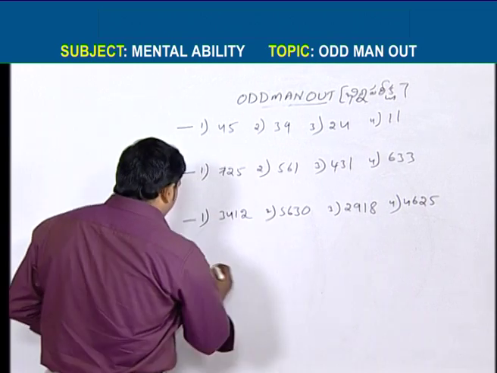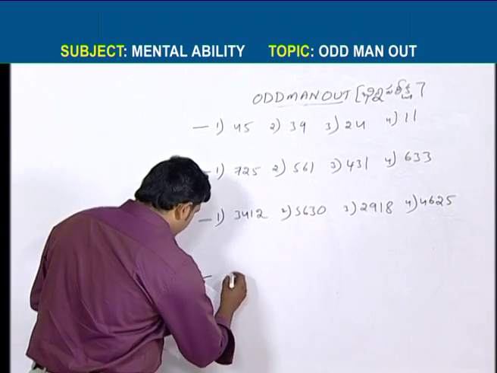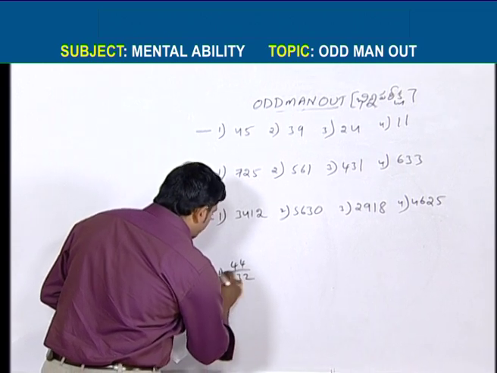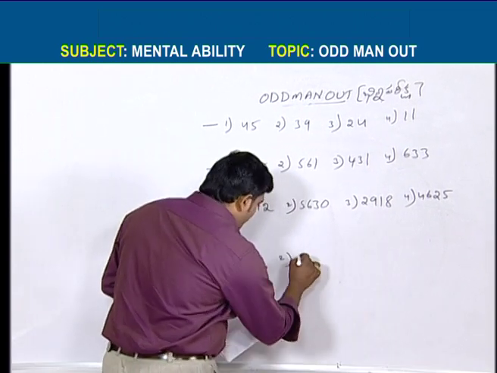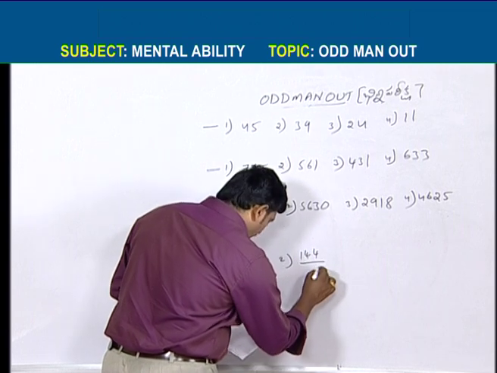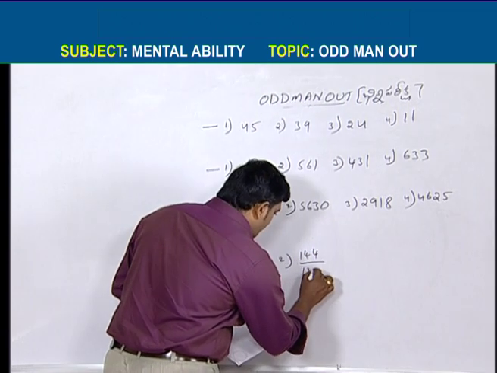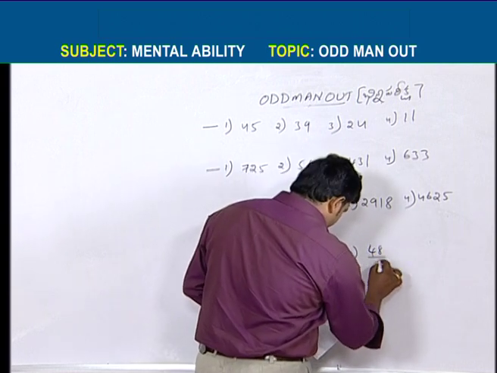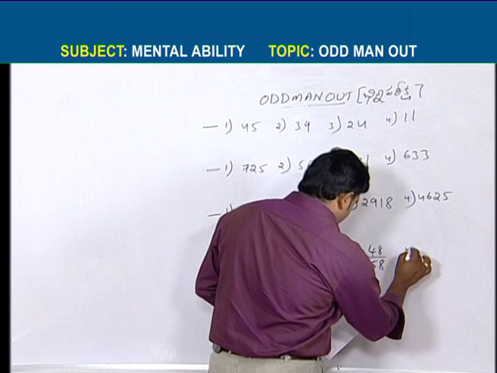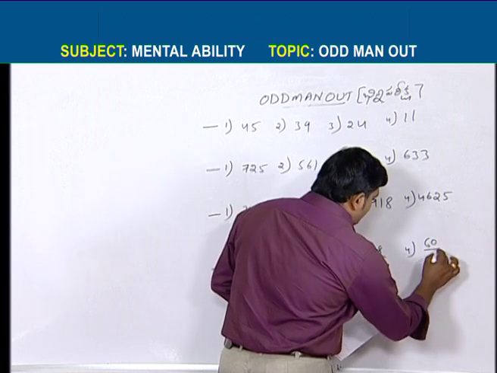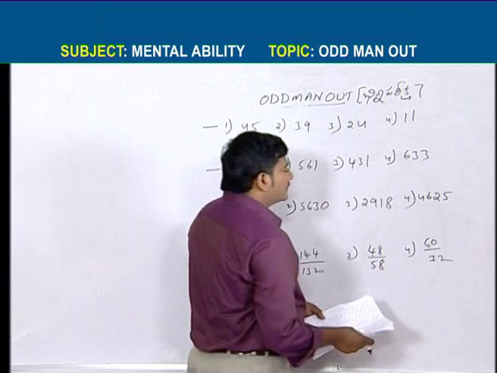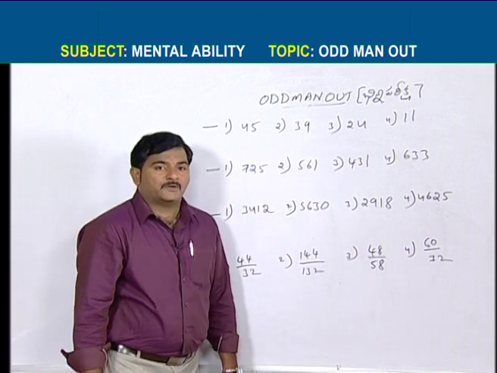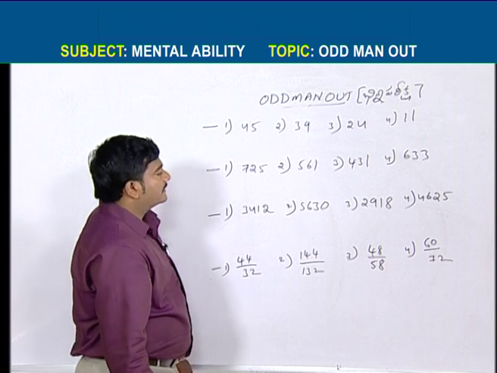The next question: the first option is 44 by 32, second option is 144 by 132, third option 48 by 58, fourth option 60 by 72. These are some questions based on the number odd man out part. We will discuss them one by one.